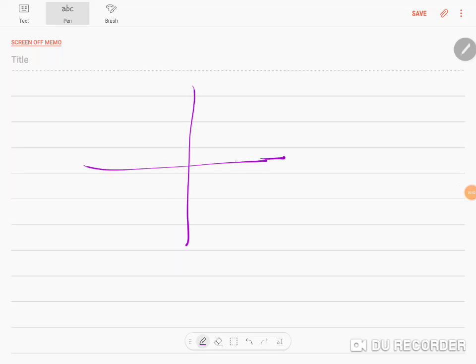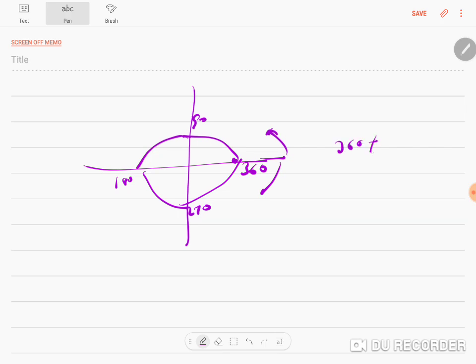So as I said, the revolution starts from here: 0, pi by 2, 180. Pi by 2 is in radians, sorry. So 0, 90 degree, 180 degree, 270 degree and 360 degree. You can write it as 360 minus or 360 plus. A 360 plus will take you to the first quadrant, a 360 minus will take you to the fourth quadrant.